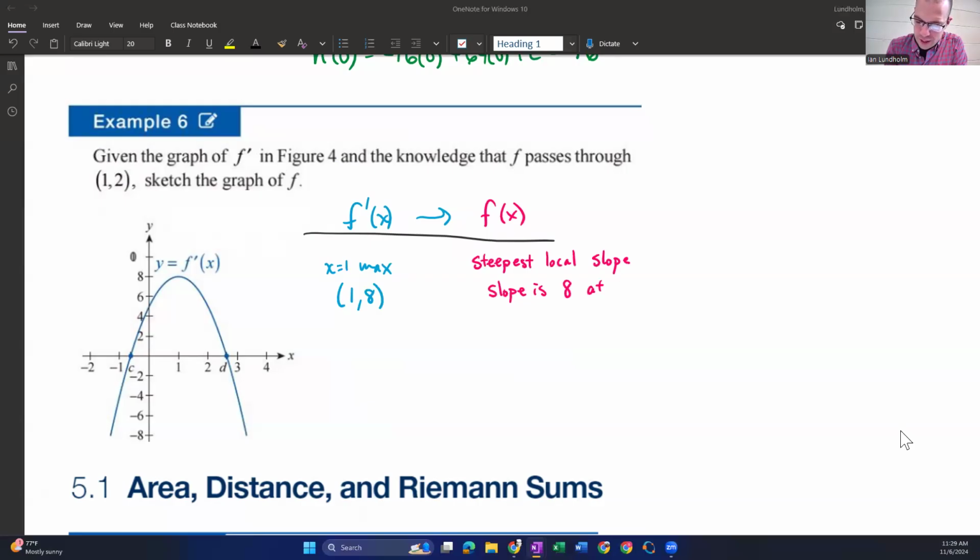8 at x equals 1. Okay, so that's good. Let's go ahead. Maybe we can start drawing these things as we figure them out. I'll go ahead and do a sketch over here.